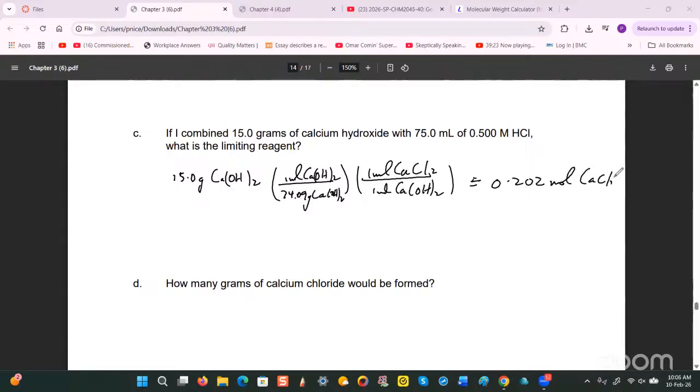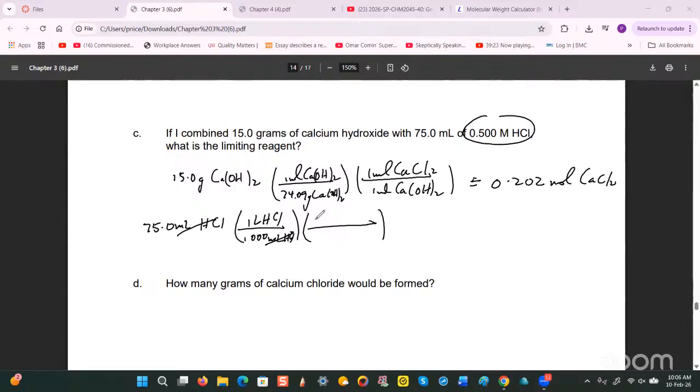And then I do the same thing with the hydrochloric acid, except that I'm starting off with 75.0 mL of HCl. Now, what I would do first is convert that to liters. So 1 liter of HCl above, 1000 mL below of HCl. So that goes with that in terms of the units. And then I would convert the liters of HCl to moles using this value right here. So I'm going to put above as a numerator 0.500 moles of HCl and below as a denominator 1 liter of HCl.